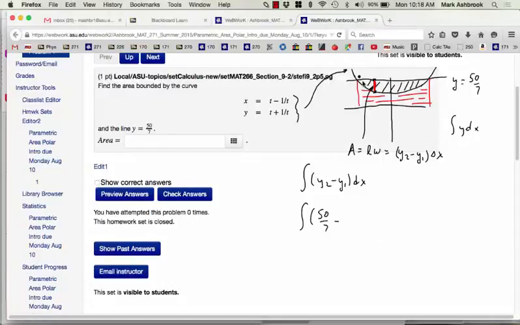And what's y1? Well, that's the y coordinate of the curve, y1, right? Which would be t plus 1 over t. So there's our y2 minus y1, the height, times dx. Well, dx is going to be the derivative of this, dt. So it'd be 1 plus 1 over t squared dt.